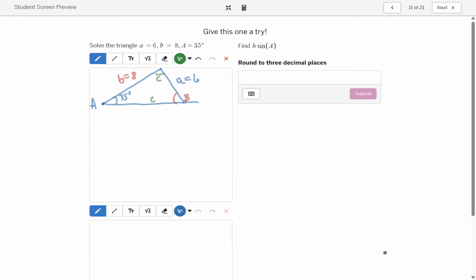And then our last two are going to be C's. So here, the slide is telling us to figure out what B sine A is, so we can figure out if we have at least one triangle or two triangles or only one wonky triangle.